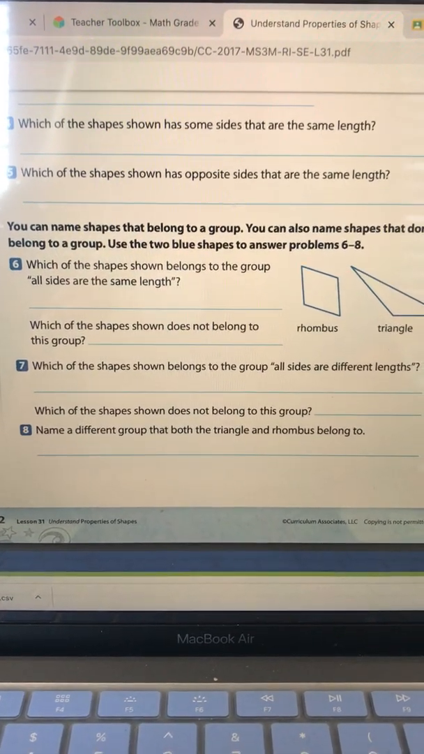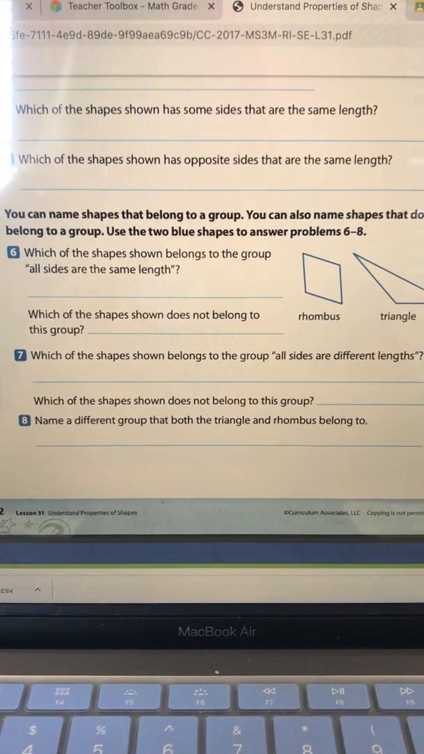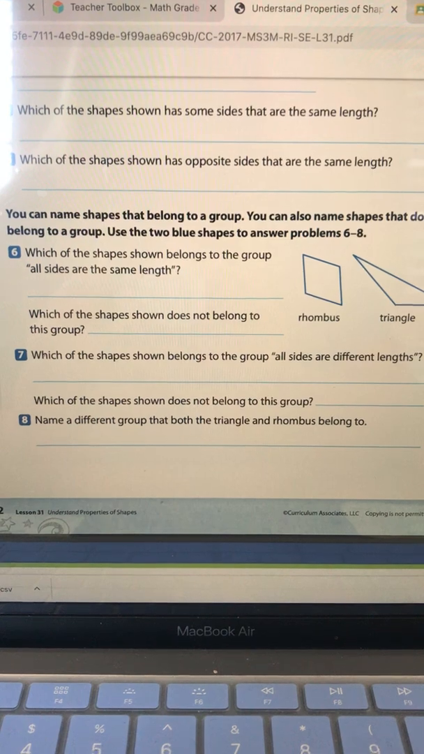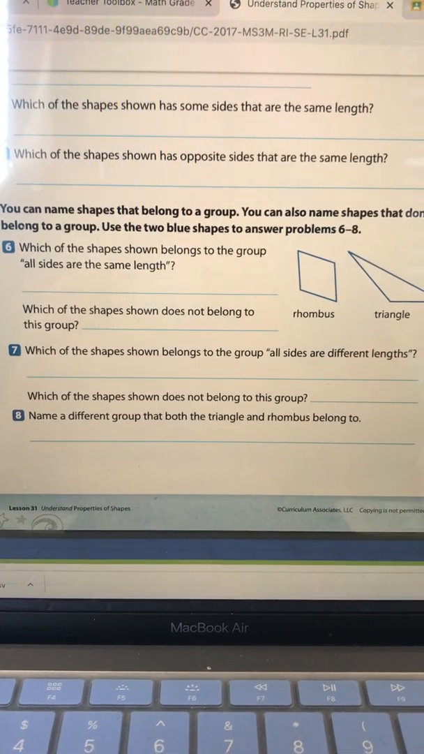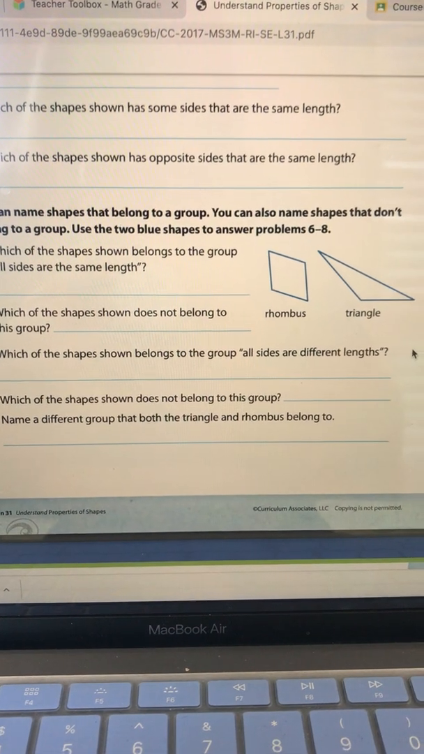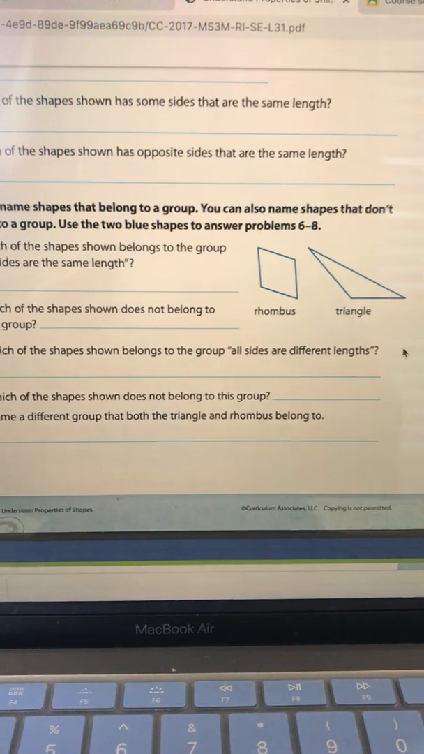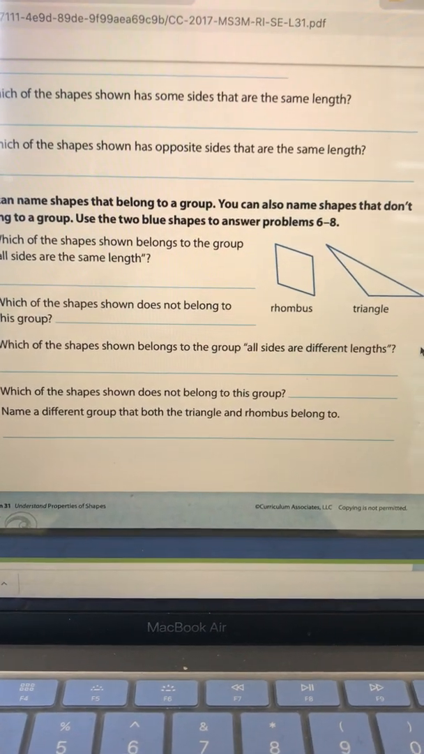Which of the shapes shown does not belong to this group? Well, if a rhombus does have all sides the same length, then a triangle would not. That particular triangle does not. Now, some triangles do have, but this triangle that they drew, and that's the one we have to look at, does not have all sides the same length. Only the rhombus does. Number 7.